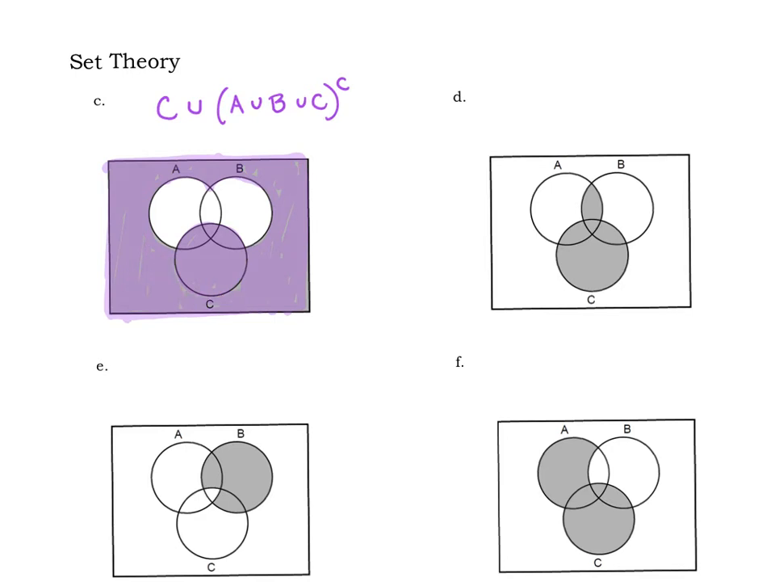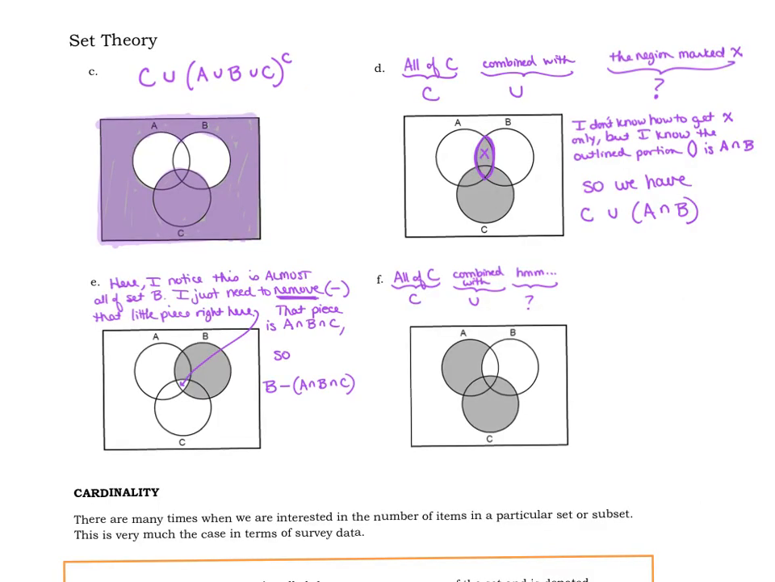So please pause the video once again, take some time to come up with a way to represent the regions in set D, E, and F. All right, you can pause the video again at any time and look at C, D, and E. I do want to talk through a little bit of F because I think F can be confusing.